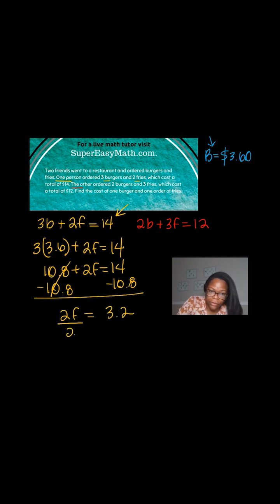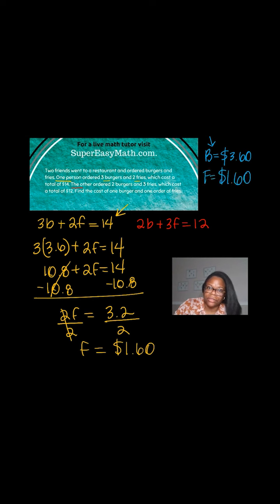And then I'm going to divide by 2 on both sides. Get rid of this. I'm left with F equals $1.60. So to answer the question of how much my fries cost, I would say they cost $1.60.